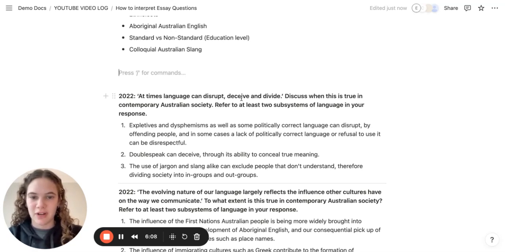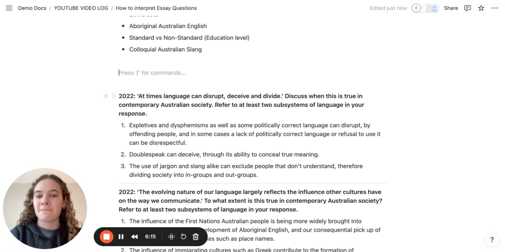So at times, language can disrupt, deceive, and divide. I looked at this and I thought, okay, this is actually giving me a clear guide on what to do here, and look out for this. There's 3 words. There's 3 paragraphs. So I'm going to take 1 paragraph for disrupt, 1 for deceive, and 1 for divide, I believe I did.